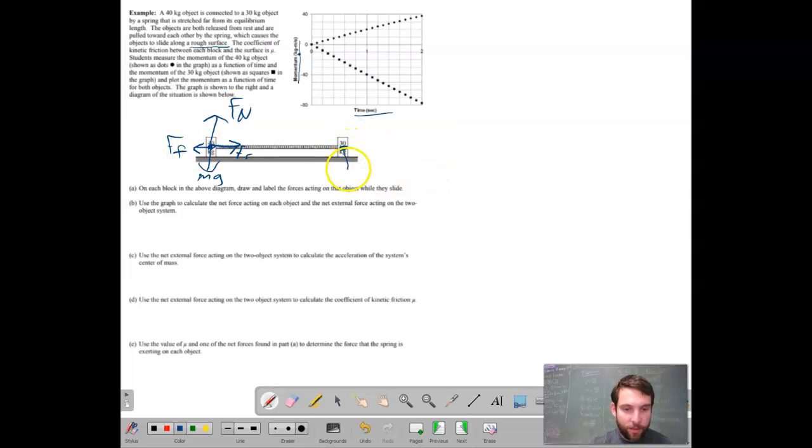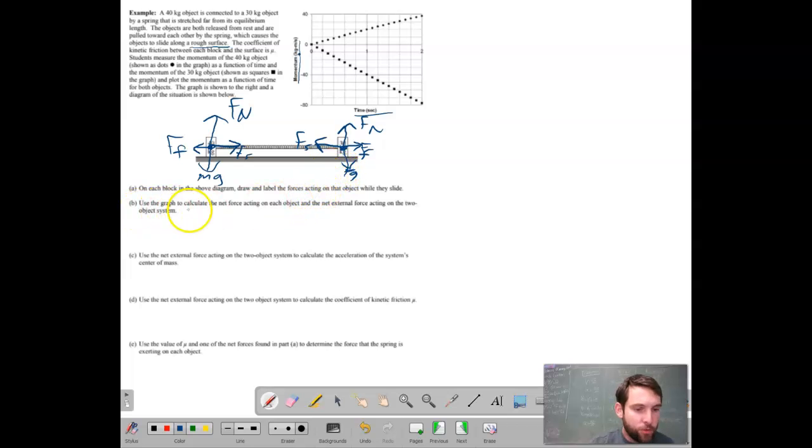And the 30 kilogram object is going to look the same, but we will have a smaller weight vector, which means a smaller normal force vector. And we'll have the same length spring force because two objects, so object A is pulling on object B, so that means object B is pulling on object A in equal magnitude in opposite direction, Newton's third law. And then we have friction again opposing sliding to the right.